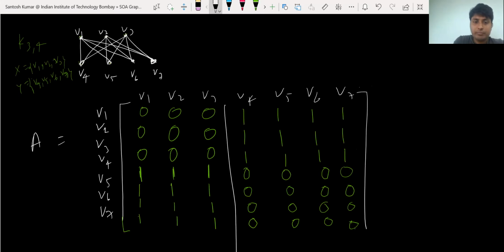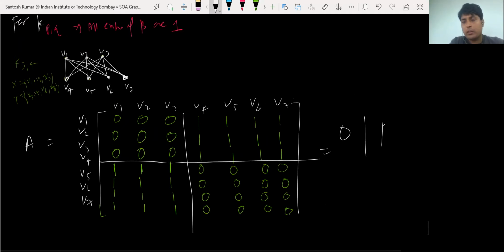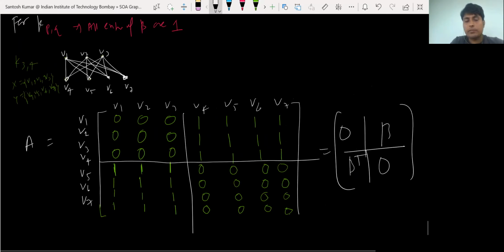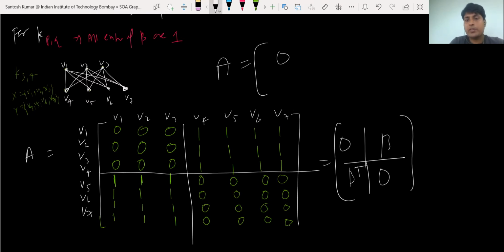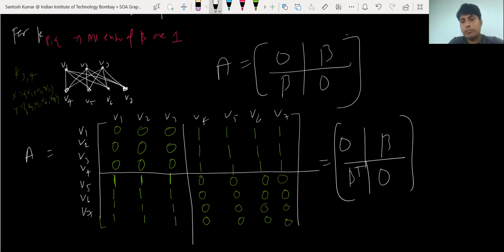So what I wanted to convey is that I took a K_{3,4} example like this. In the case of a complete bipartite graph, you can write the adjacency matrix as [0, B; B, 0]. Why? Because all entries are 1. So B transpose is B itself, because it is symmetric. In general, for any bipartite graph it is [0, B; B transpose, 0], and for complete bipartite you can also write it in this general way.